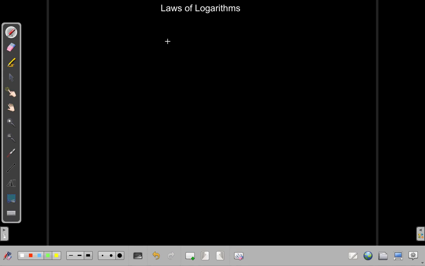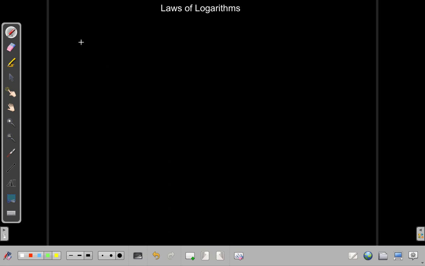The laws of logarithms. We have looked in a previous video at the 3 laws of logarithms. Now let us take a look at them again. We want to see how those laws are formulated.